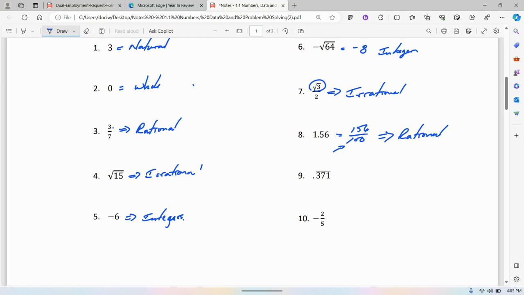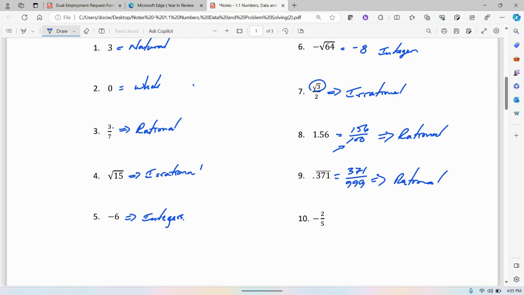because it's 3 digits in the repeated pattern, 371 divided by, not by 1,000, but by 999 will equal that 0.371 repeating. So if you check that out, try that with a calculator, you'll see that that number is also rational.